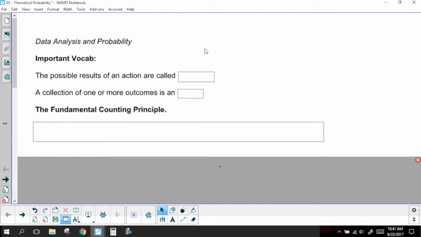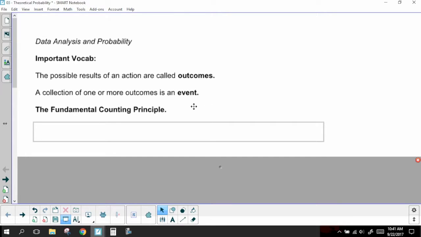So a little bit of review here on our new unit, data analysis and probability. Two important vocabulary terms here. The possible results of an action are called outcomes, and a collection of one or more outcomes is an event.